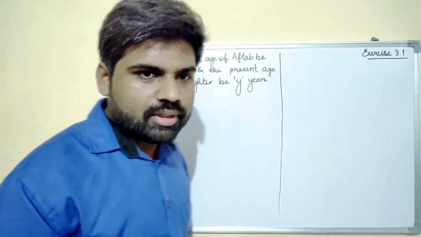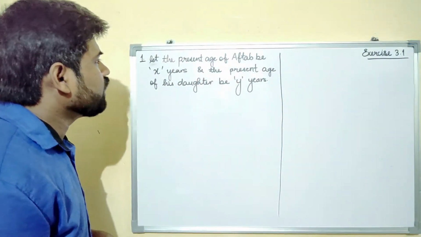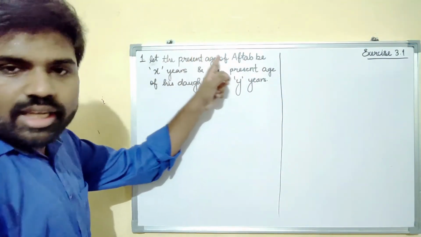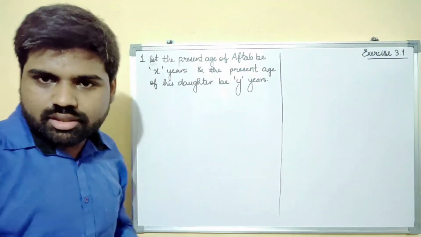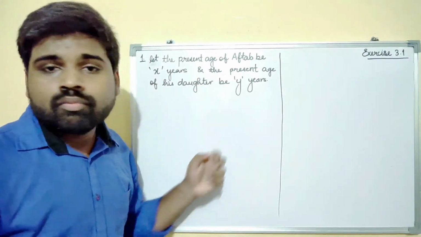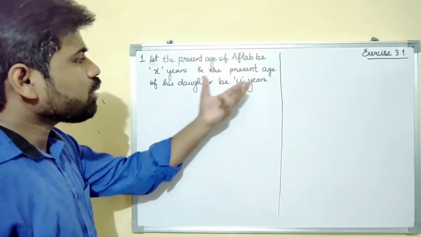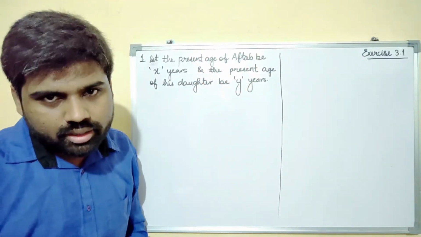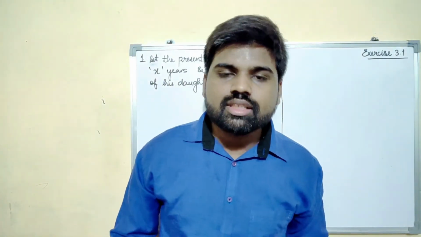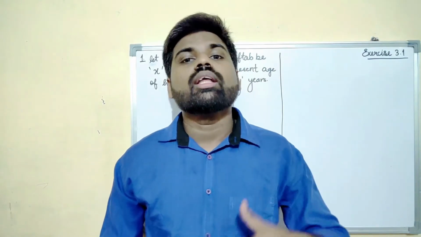In such questions, we assume the present age of the persons given in the question. So let us assume the present age. Let the present age of Aftab be x years. What is x here? Aftab's present age. And the present age of his daughter be y years. Now, after writing this, look for phrases like 3 years from now, or 3 years back, or 3 years ago, and hence. These types of phrases will help you.